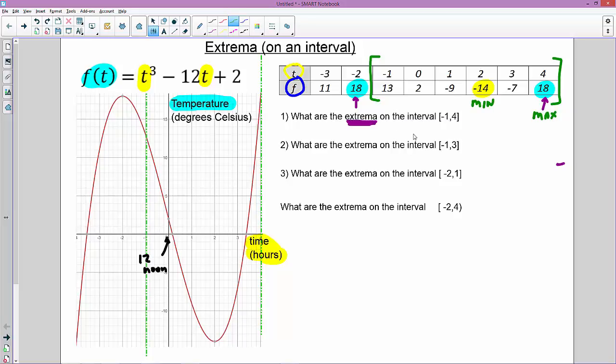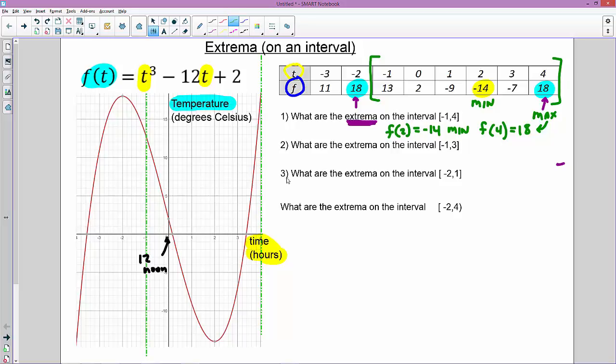So all we're going to do is write, the answer is f of 2 for my min, and f of 4, which is equal to 18 for my max. And that's the answer. So there's two extrema.